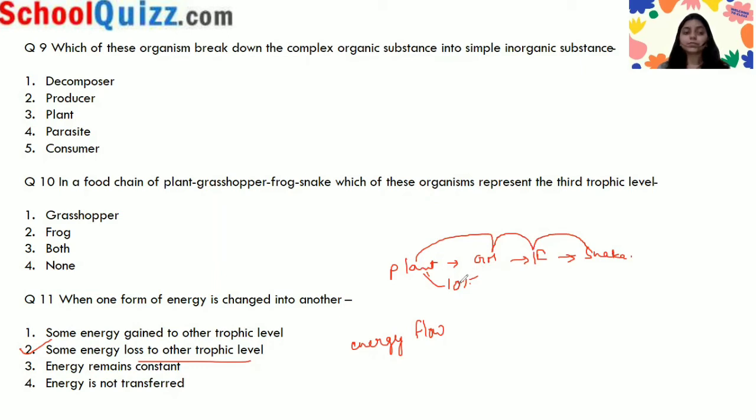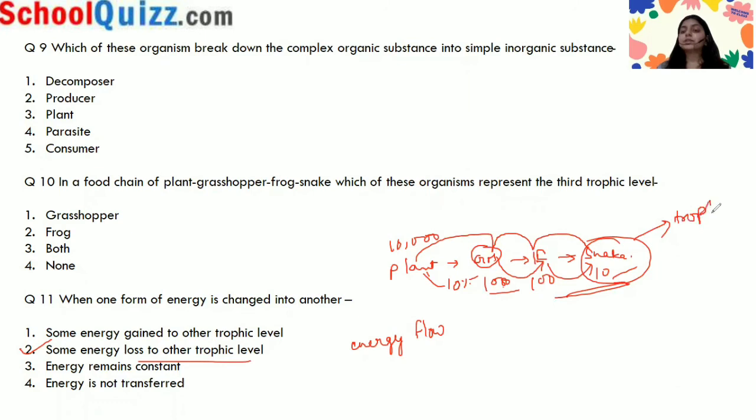Like if the plant has 10,000 energy, only 10% of the energy will be used by the grasshopper. So the grasshopper has 1,000 energy. The same goes with the frog, so 100 energy, and for the snake 10 energy. So the snake got 10 energy, and this limits the trophic levels. So the answer is some energy lost to other trophic level.